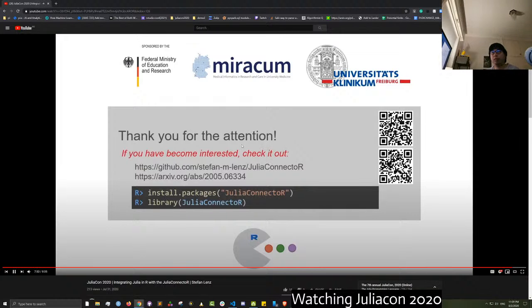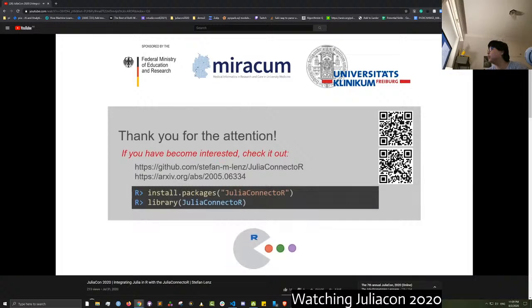you might want to check out the package on GitHub, take a look at the article on arXiv, and of course install the package, which is available from the official CRAN repository.